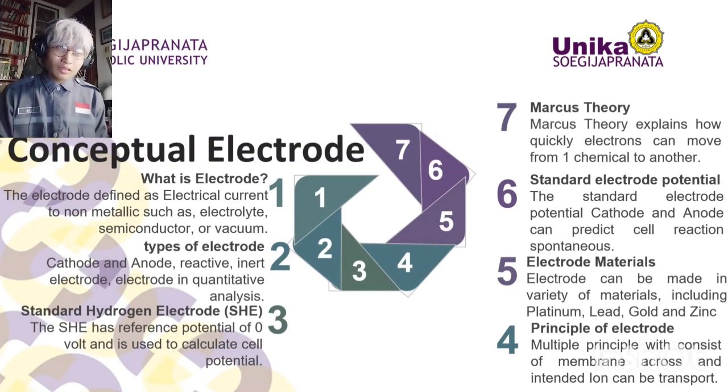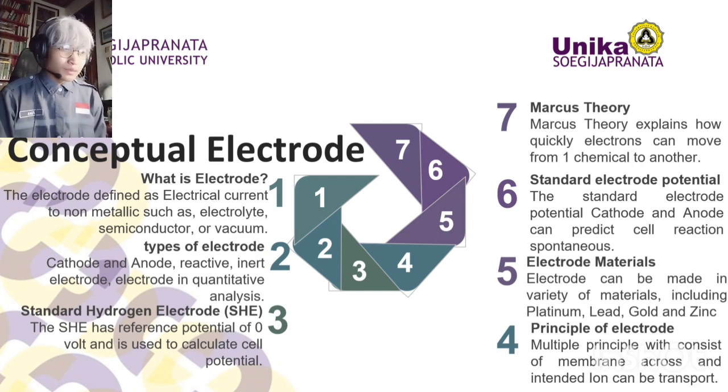So the first thing, what is an electrode? Well, basically, the electrode is defined as an electrical conductor to make contact with two non-metallics such as electrolyte, semiconductor, or vacuum. The type of electrodes, secondly, cathodes and anodes. Reactive, anode electrode, electrode in quantitative analysis. Thirdly, the standard hydrogen electrode. The standard hydrogen electrode has a reference potential of 0 volt and is used to calculate cell potential.